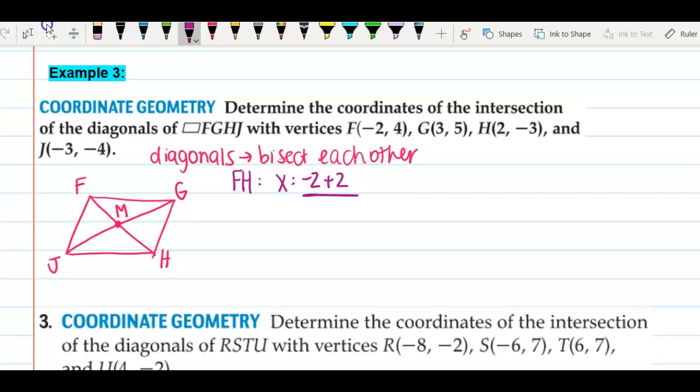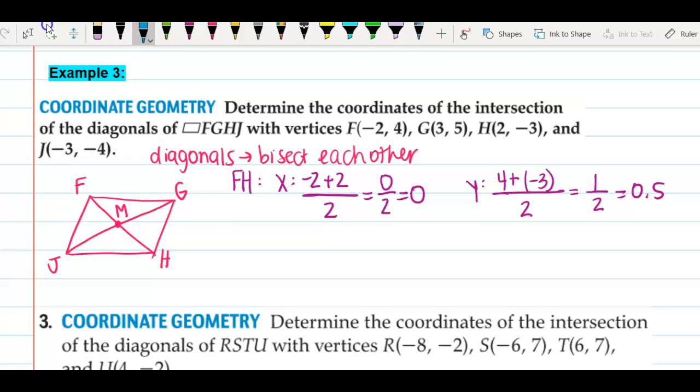And remember, we always add them together. So -2 + 2 would be 0 over 2, which is just 0. And then let's find our y coordinate. So F would be 4. Again, we're still adding. H would be -3. So 4 plus -3 is +1 over 2. And we're just going to put this as a decimal, which would be 0.5.